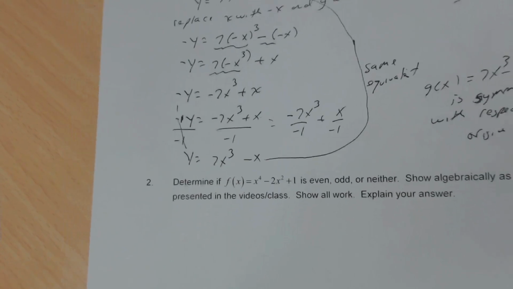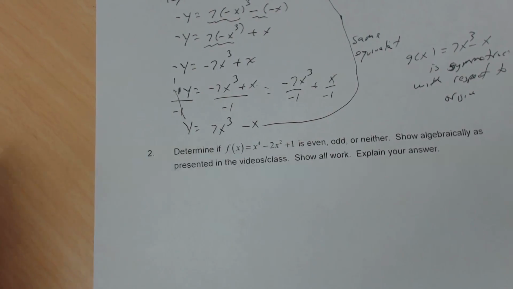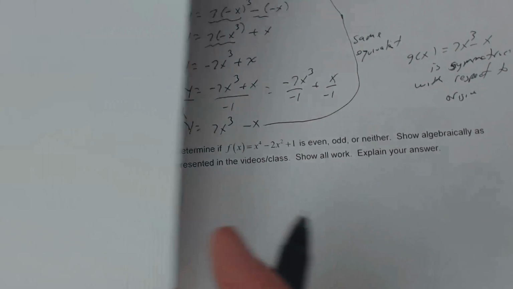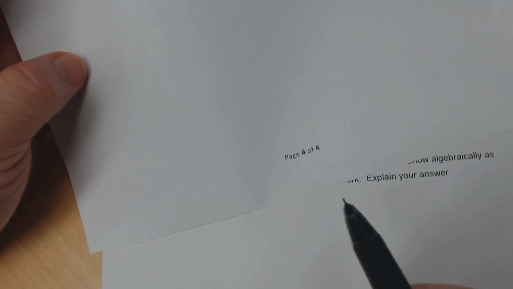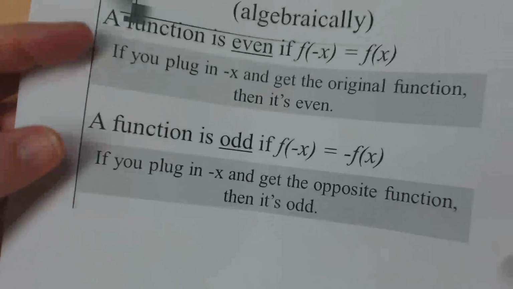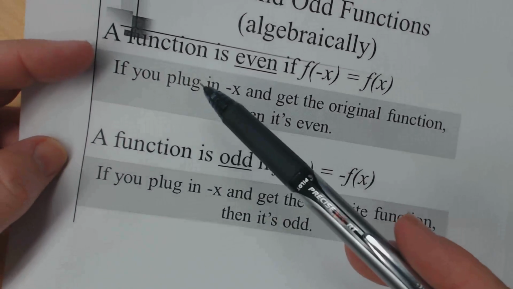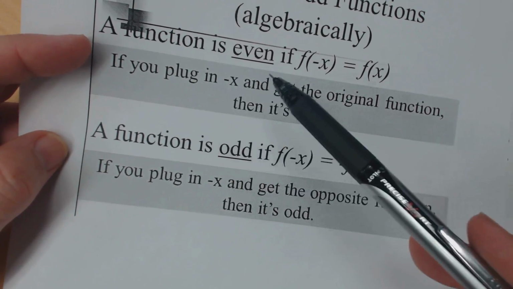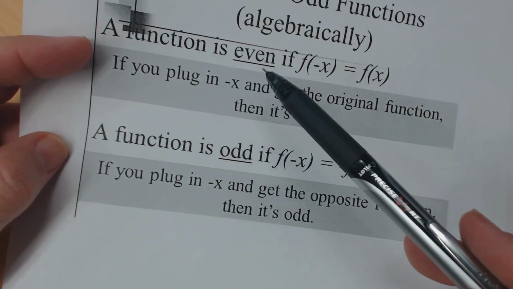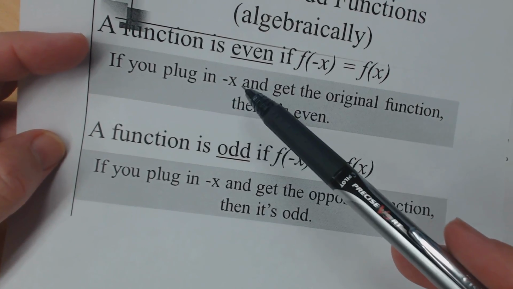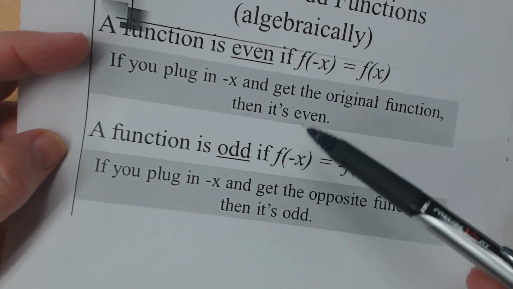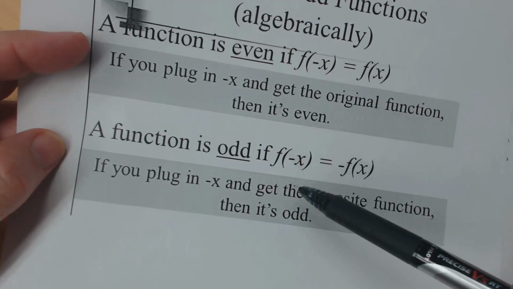Okay? All right, now let's look at even, odd, or neither. So in one of the handouts as well, there were a couple of handouts. This one's on page 4 of 4, and that was part of the video that talked about even, odd, or neither. So a function is even or a function is odd. In both cases, you're going to replace x with negative x.